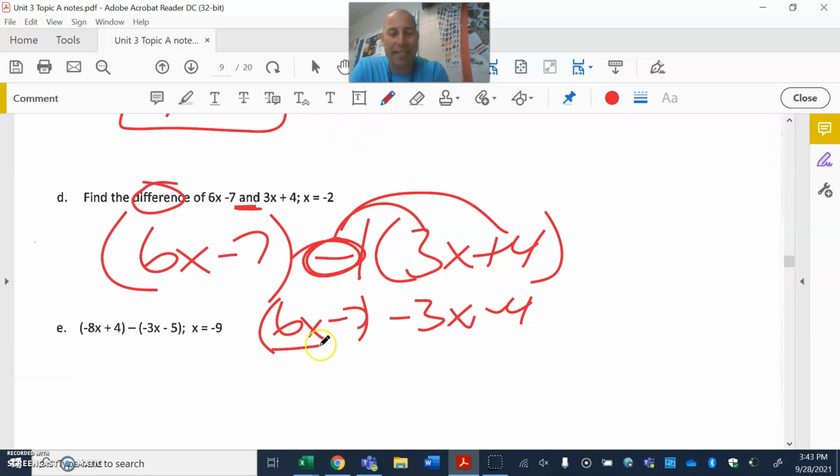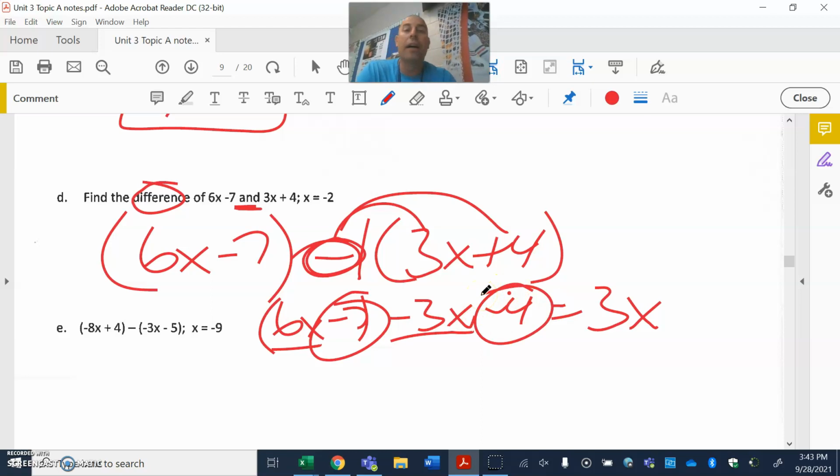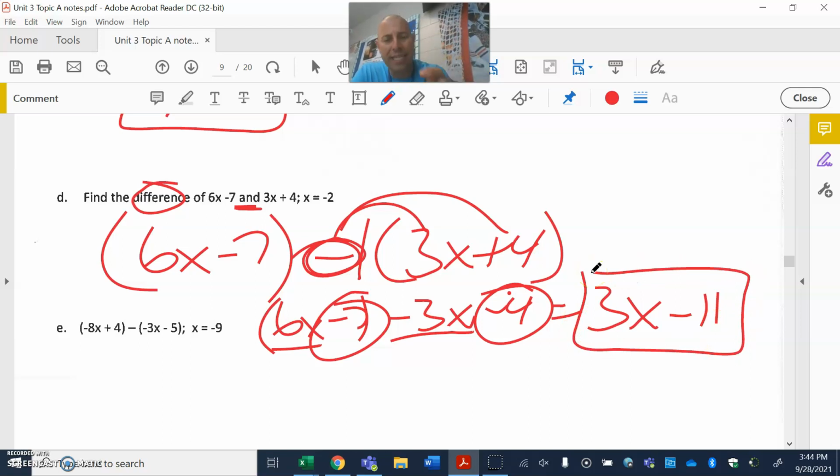So a 6x with a negative 3x. All right, that's going to give me 3x, 6 minus 3x. I've got a negative 7 hanging out with the negative 4. Combine those together, negative 11. So it's a minus 11 we're looking at. All right, distribute the negative here.